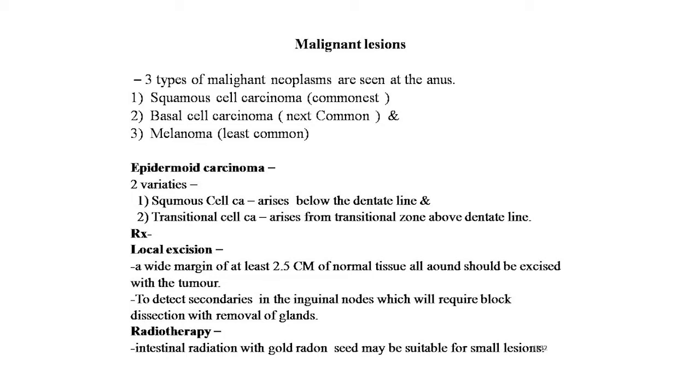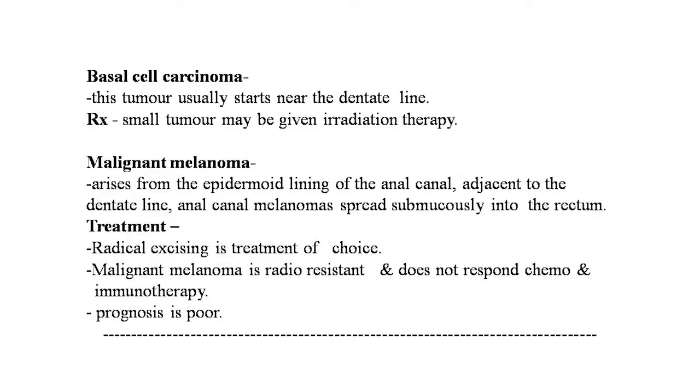Now second is the basal cell carcinoma. This tumor usually starts near the dentate line. It is relatively less malignant than the epidermoid carcinoma. Lymph nodes are usually not involved. For treatment, small tumors may be given irradiation therapy, but large tumors require excision in the form of abdominoperineal resection.